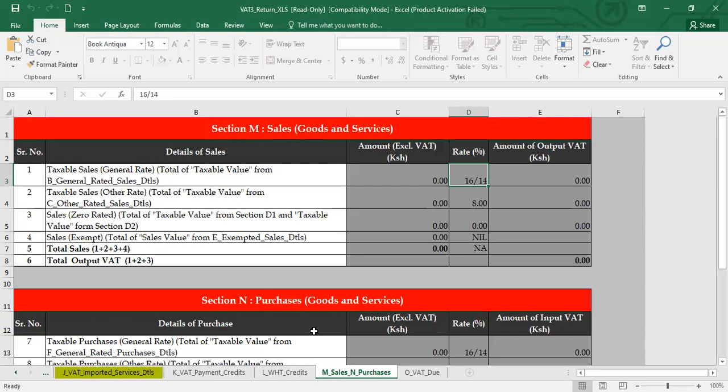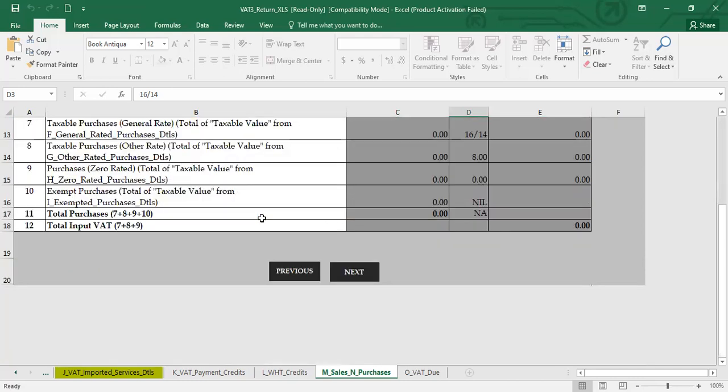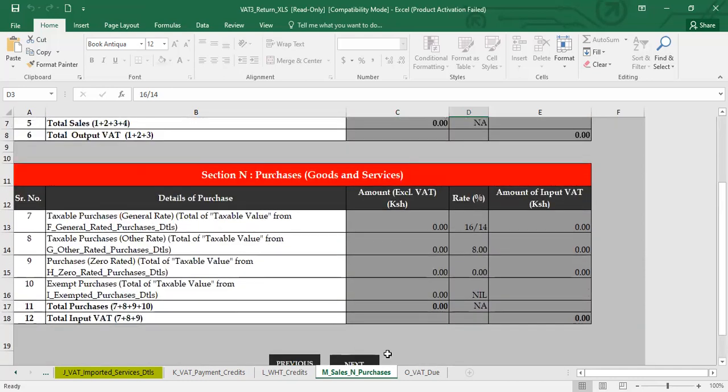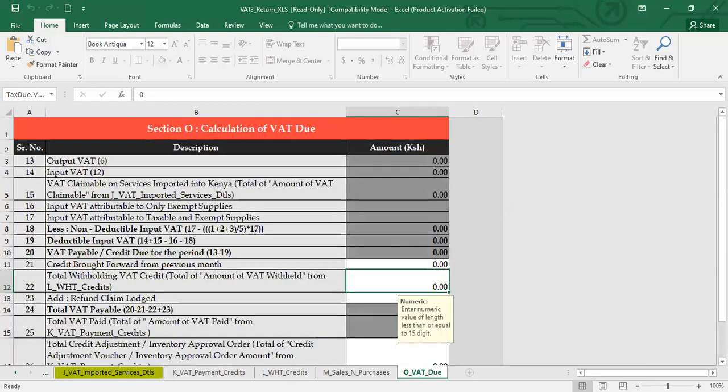Just go down. We can then go to the next tab. The next tab is now the summary. So it will give you the output VAT, input VAT. So we agree the input VAT is purchases, and output VAT ni sales. So it will give you, if you had both sales and purchases, itakupia.